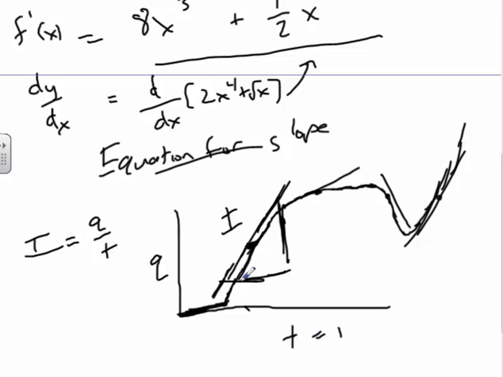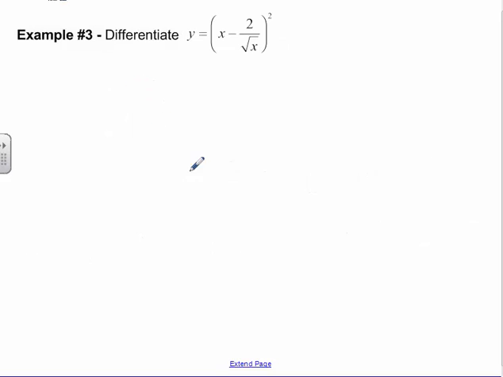So if I knew that t was equal to 1, well, then 1 might be right here. Whereas if I was looking for when t was equal to 2, that might be right here. Well, the slope is different there. All right, let's move on. Let's do some more examples.